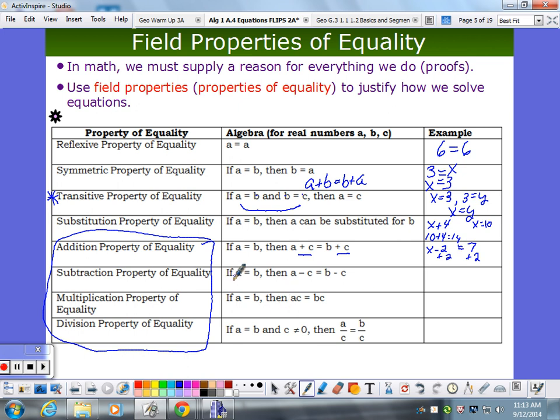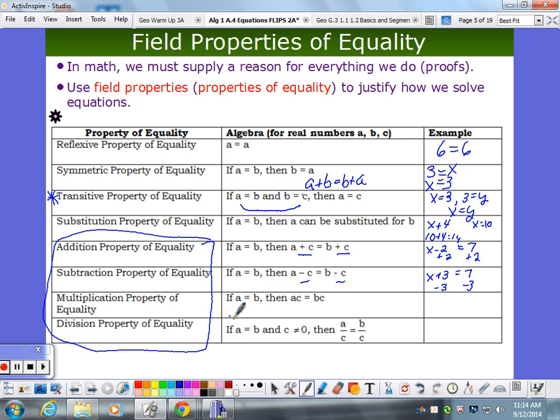The subtraction property is the other way. If you subtract the same thing from both sides of an equation, it's still equal. That's when you have x plus 3 equals 7. Well, how do we solve that? We subtract 3 from both sides. Who says you can subtract 3 from both sides? The subtraction property of equality.